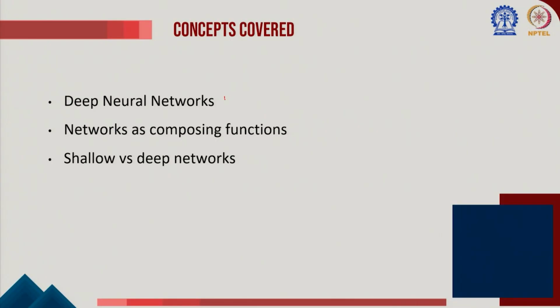What are deep neural networks and how do we see them as composing functions, and what is the distinction between shallow and deep neural networks? Basically, after we had the theorem that any possible function can be approximated using a shallow neural network, why do we need deep networks at all, right? We will try to answer this question.